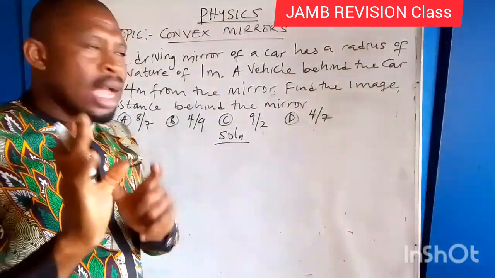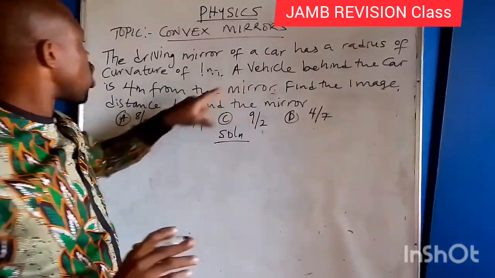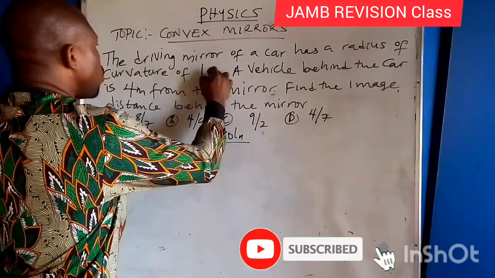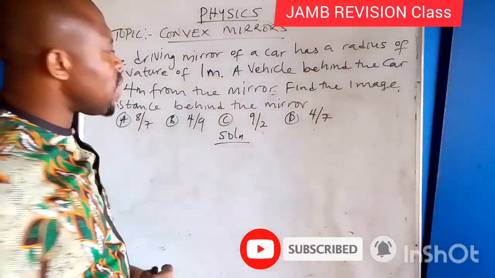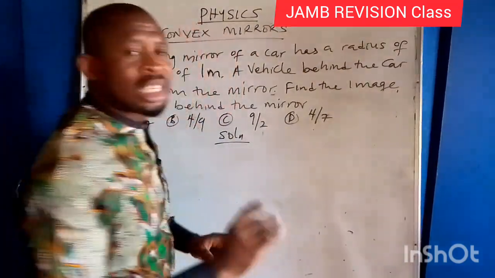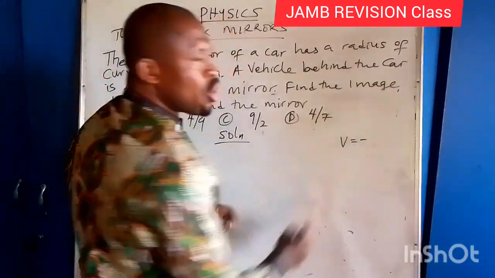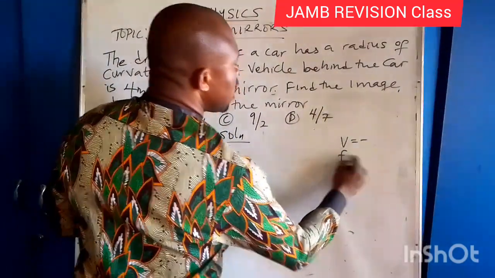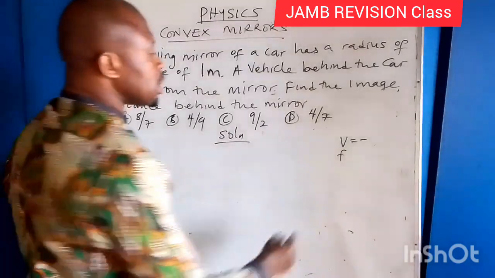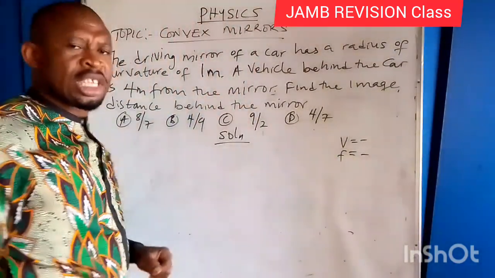Now the first question we'll ask ourselves is, what type of mirror is this? And of course, this is a convex mirror. A driving mirror is a convex mirror. And of course, you know that a convex mirror produces a virtual image. Now the image produced must be minus. Now the focal length is negative. So whatever we are going to get will still give us negative.